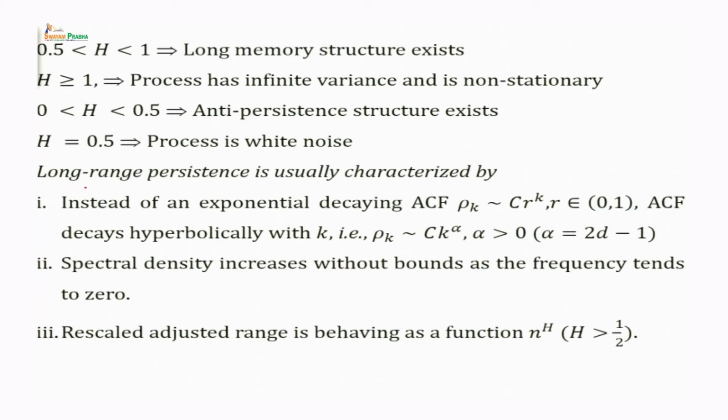Then long range persistence is usually characterized by, instead of an exponentially decaying ACF. Remember, in ARMA processes, the ACF decays exponentially, meaning rho k is approximately equal to, or you can say rho k is of order, a constant times r to the power k, where r lies between 0 and 1. Here the ACF decays hyperbolically with k.